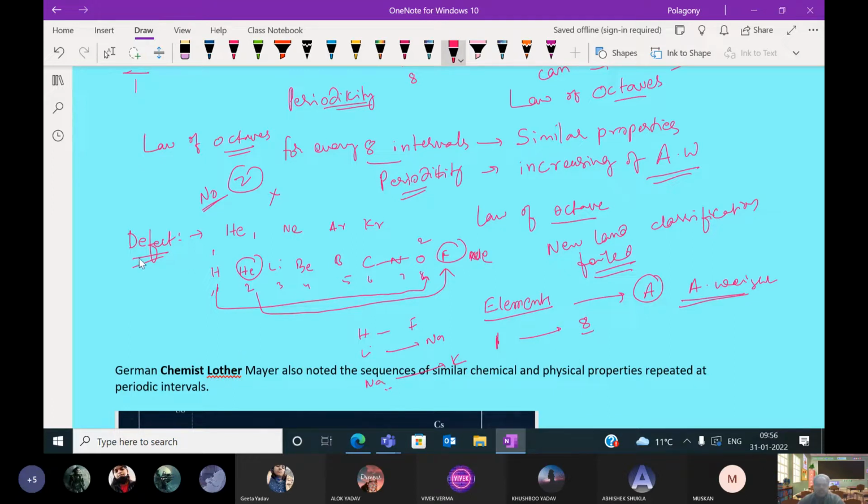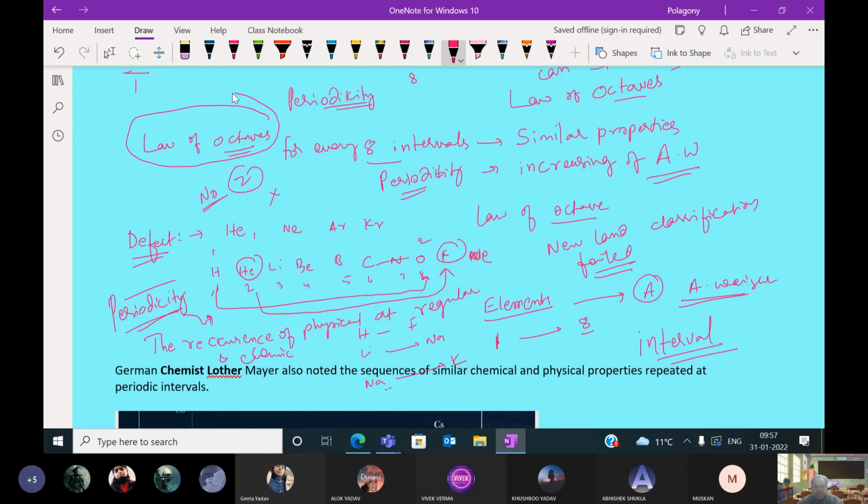See, the outcome of this Newlands concept was periodicity. He got the periodicity. What is periodicity? It means the recurrence, meaning repetition, of physical and chemical properties at regular intervals. The repetition of physical and chemical properties at regular intervals is called periodicity. Definition is clear, everyone? The periodicity was first scientifically demonstrated by Newlands, based on the law called the law of octaves. What was the law? Law of octaves.